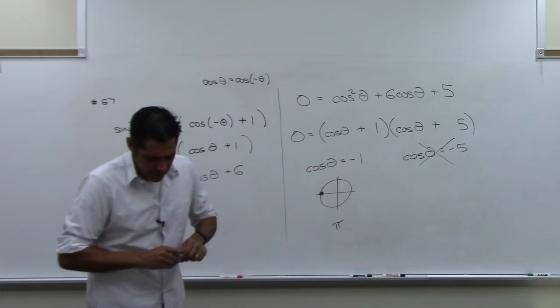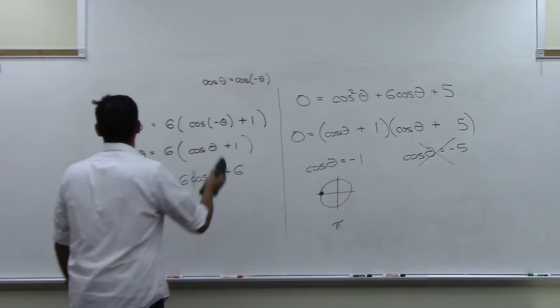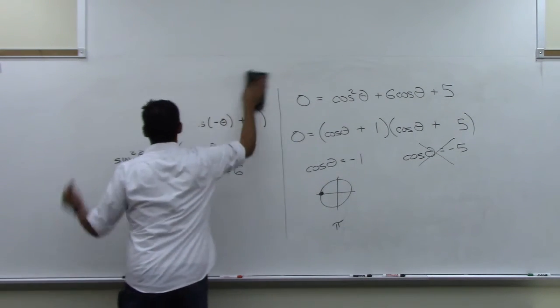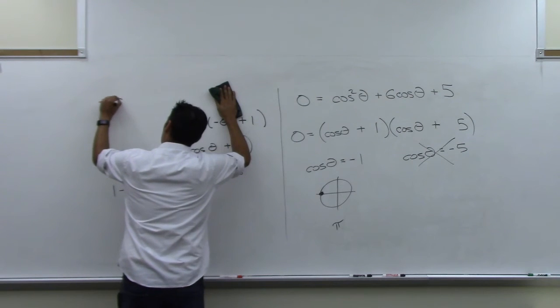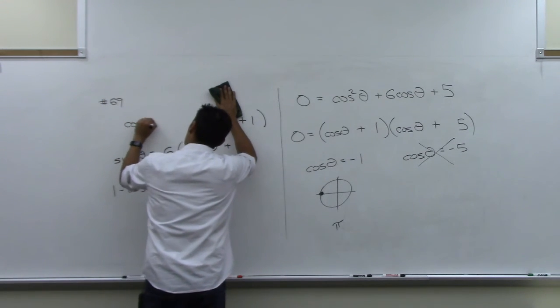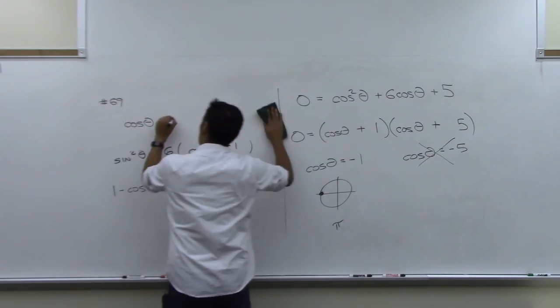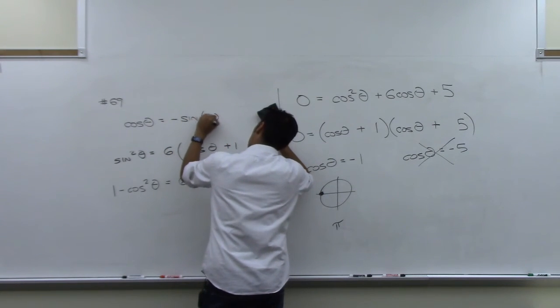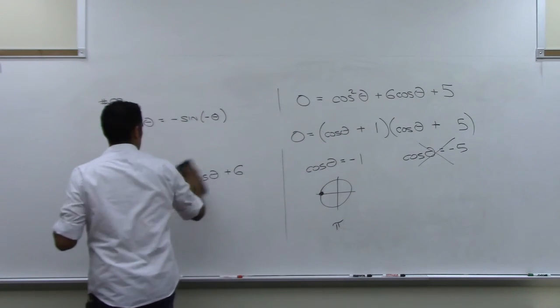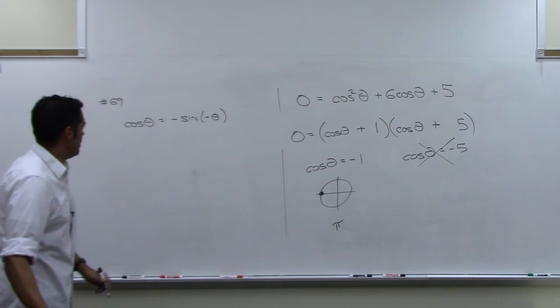69. Cosine theta equals negative sine of negative theta. Oh, okay. Cosine theta equals negative sine of negative theta. Ooh. All right. This looks weird.